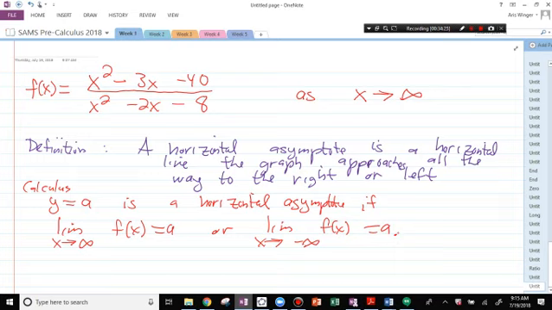Yes, please. So to find the horizontal asymptote, you just divide the 2 minus 2. I was just about to summarize this. This is good. Thank you for your question.